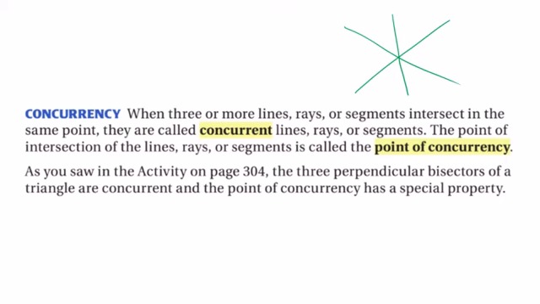They have different definitions. So regardless, let's say here I have three different lines, or segments. I have them all intersecting at the same point. That's going to be called the point of concurrency.